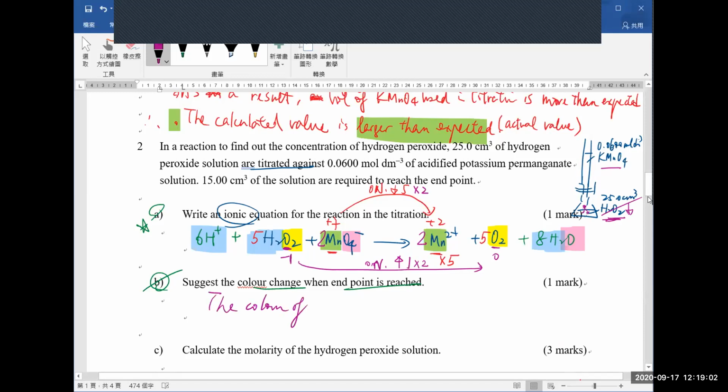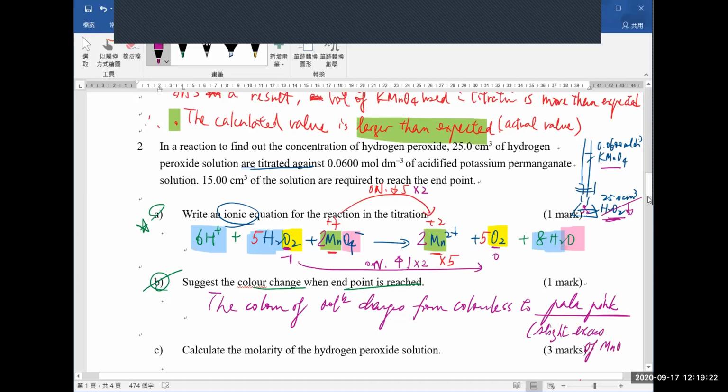The color of the solution will change from colorless to pale pink. So remember that pale pink is just a reflection of a very slight excess of MnO4 to indicate the reaction has come to an end.